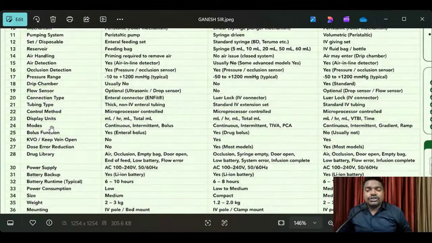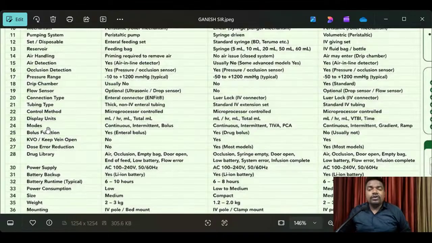24th point, modes. Modes are very, very important because they depend on the condition of the patient. Depending on the condition, such as high doses, we have to change drugs, and we have to change the modes also. So I'm going to discuss the 24th point and compare the modes. The comparison key point is modes.